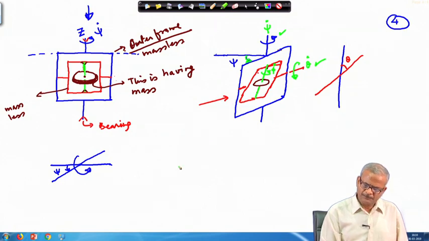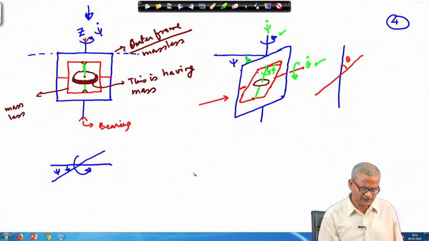Now, we are ready to discuss the gyroscope, what we have formulated.